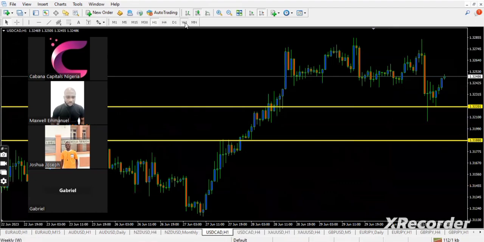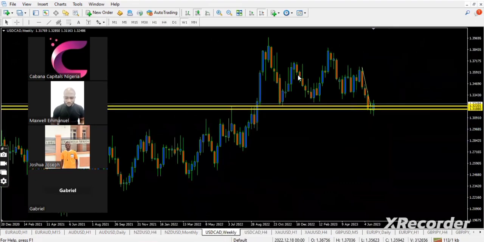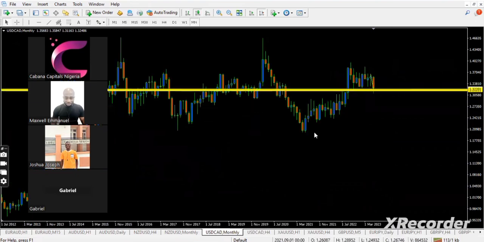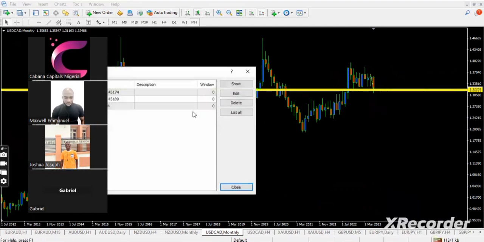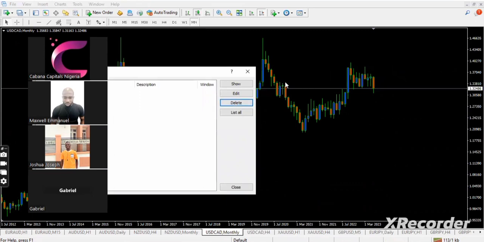So let's start with the weekly time frame. Also, we're supposed to look at the monthly time frame because the monthly candle just closed on, I think, Friday. So we're supposed to look at the monthly time frame also. Very important. Supposed to look at the monthly. So let's see what we have here.